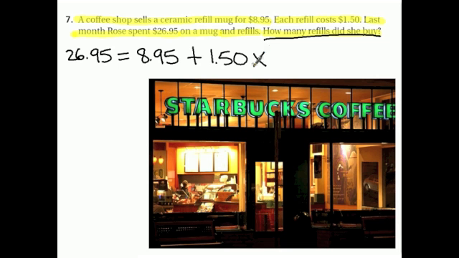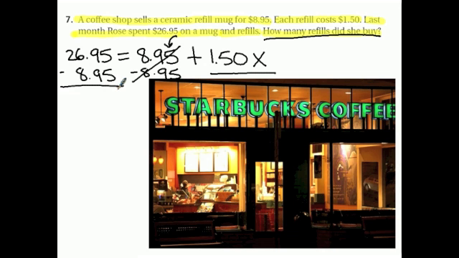Okay, well, just like we've been practicing so far today, we've got 1.50x, her refills. That's the stinky kid right now. What we got to do is get rid of the price she paid for the mug. Okay, so this is positive $8.95, so we need to subtract $8.95 from this side. We also need to subtract $8.95 from this side.